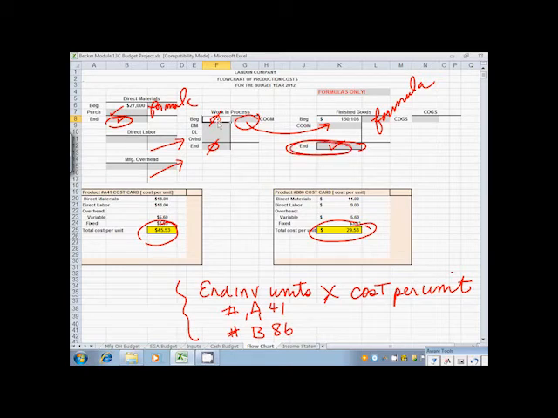And again, direct materials relates to your purchasing budget, and your finished goods is going to relate to your production budget, helping you to find that ending inventory.